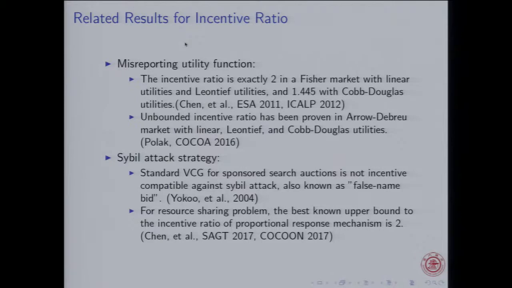And specific to the Sybil attack strategy, maybe it's the first known as the false-name bid strategy in sponsored search, where the bidders could pretend to be many false names and participate in the bidding. And it has been shown that the standard VCG mechanism is not incentive compatible against this strategy. And as I calculated, the incentive ratio is also unbounded. And for the resource sharing problem, the best known upper bound to this incentive ratio is 2.